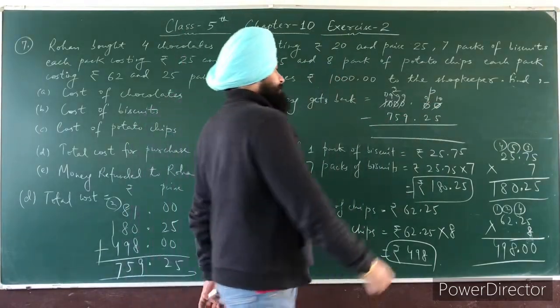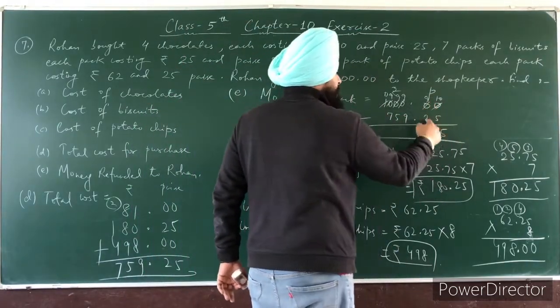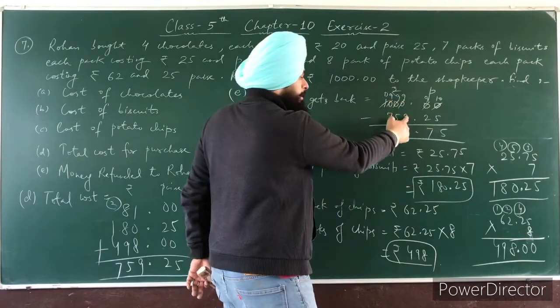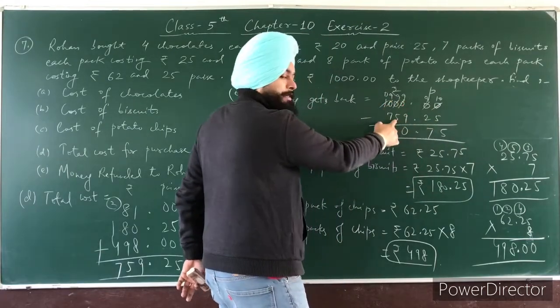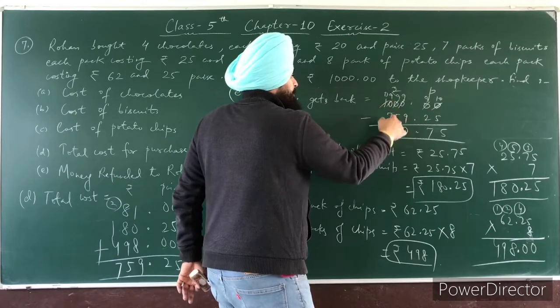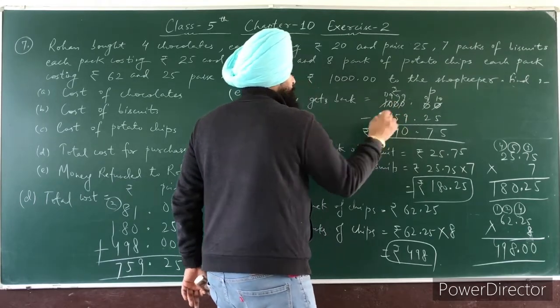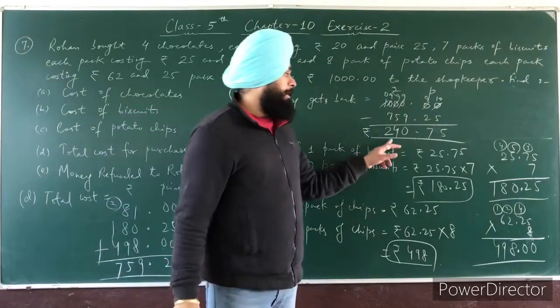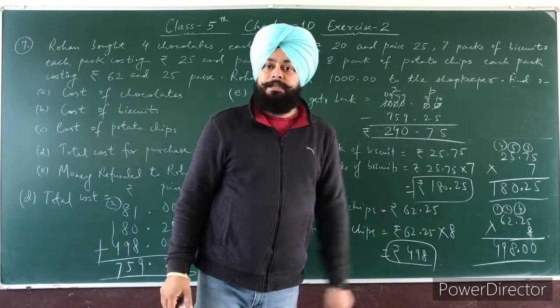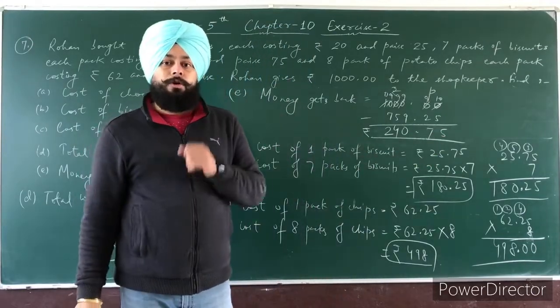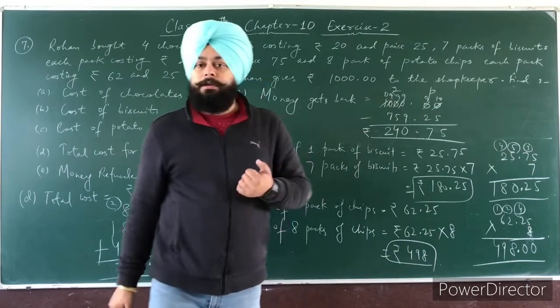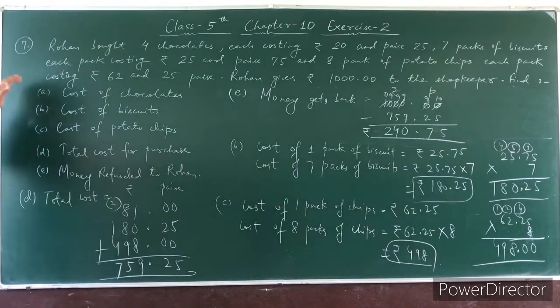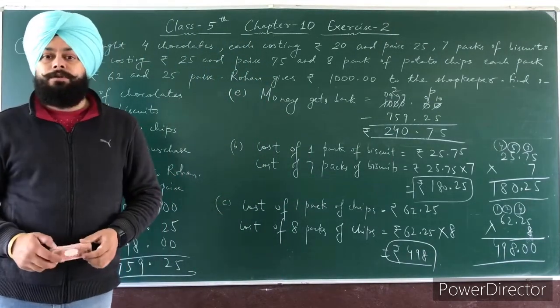So 10 minus 5 is 5. 9 minus 2 is 7. 9 minus 9 is 0, 9 minus 5 is 4, and 9 minus 7 is 2. So what is the answer? Rupees 240 and 75 paise. Okay, that means Rohan gets this much amount back from the shopkeeper. Dear students, so this is question number 7 of exercise number 2. Thank you.